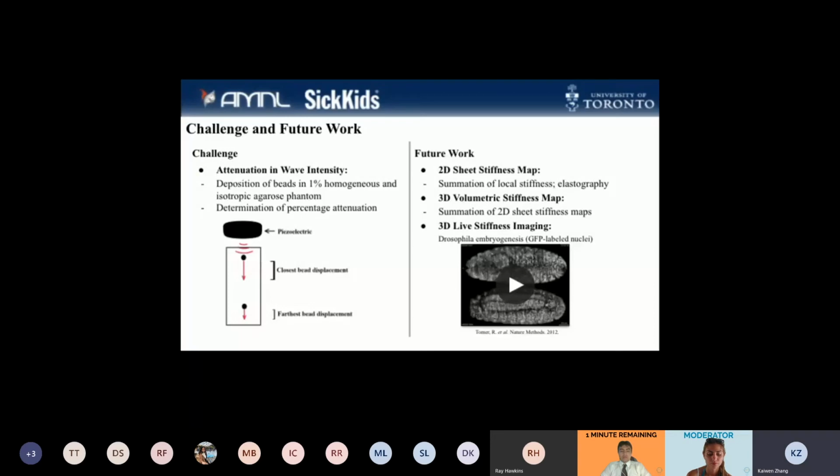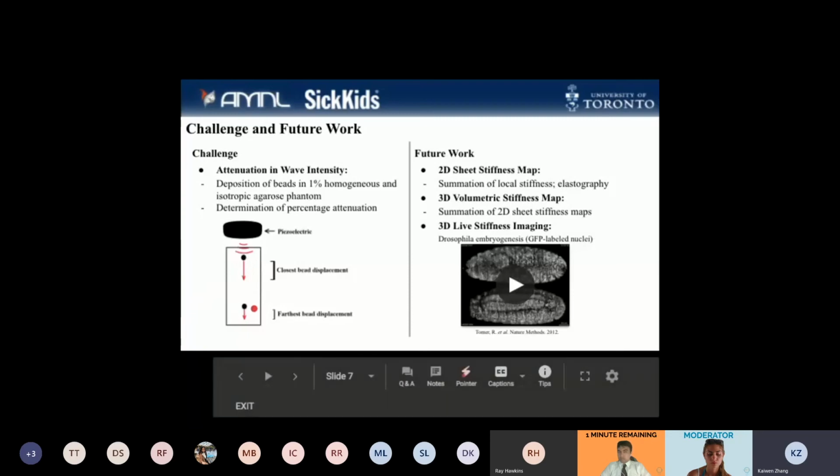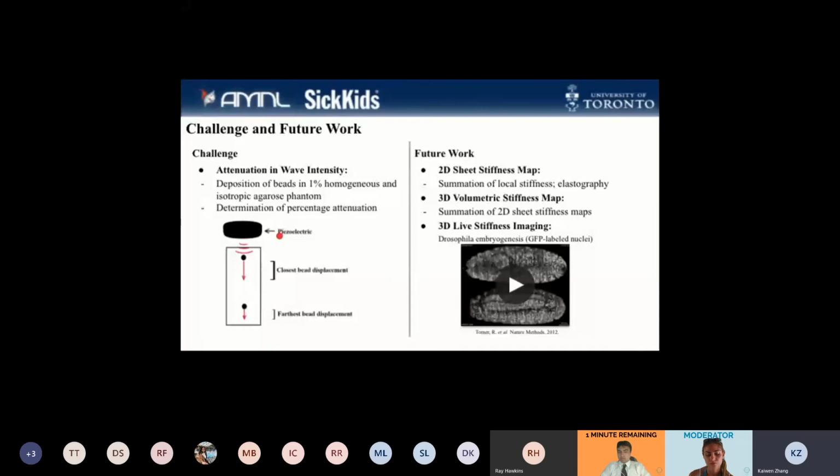What we came up with is a test with 1% agarose solid that mimics a homogeneous and isotropic tissue sample. We'll place beads close to and far from the piezoelectric and record the local displacement of each bead. If we notice that the changes in displacement are very different, attenuation then has to be considered. Then we'll backtrack to calculate and correct the percentage attenuation, assuming that the decay is linear, because as I mentioned, the material the wave attenuated in is isotropic.